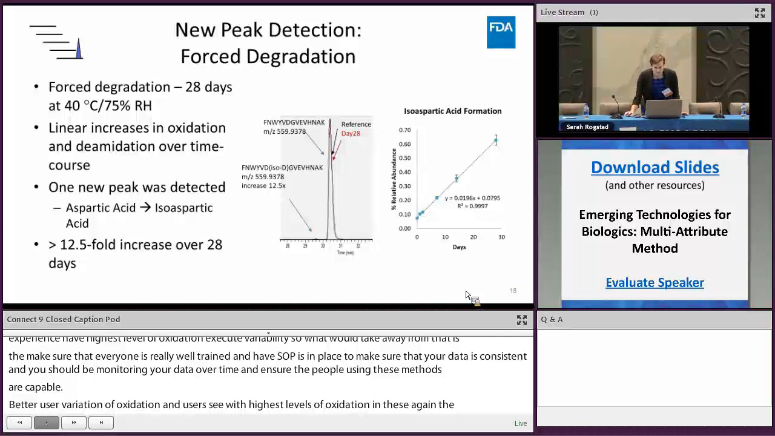And you can see it in this chromatogram here. There's this tiny little peak here. So we found that when we compared our 28-day sample to our day 0 sample. And when we looked at that particular peak over time, we saw that it had increased linearly over the time course as well. So that was a nice thing to find with the new peak detection. We found something, it was real, we could look at it over time.